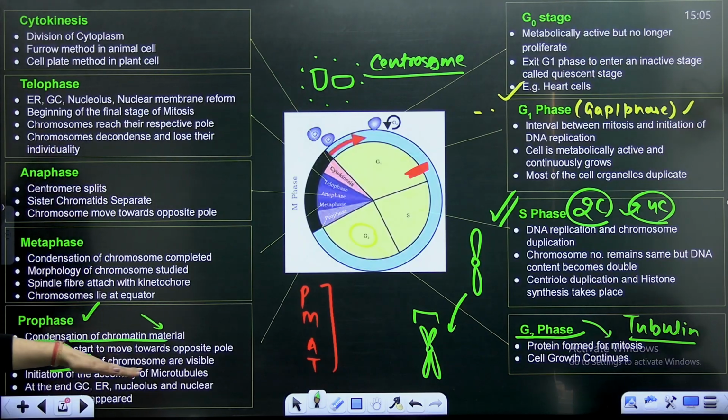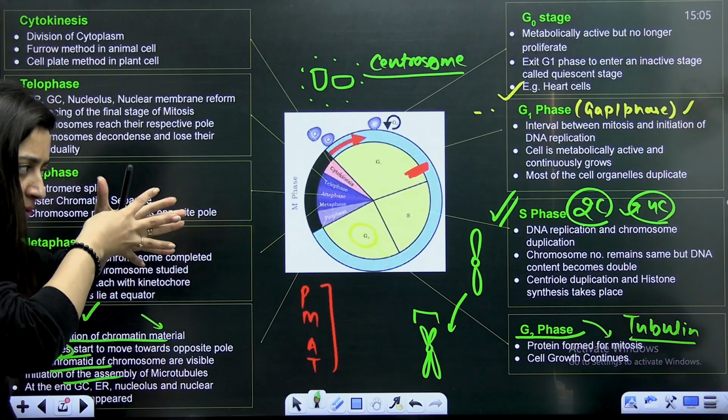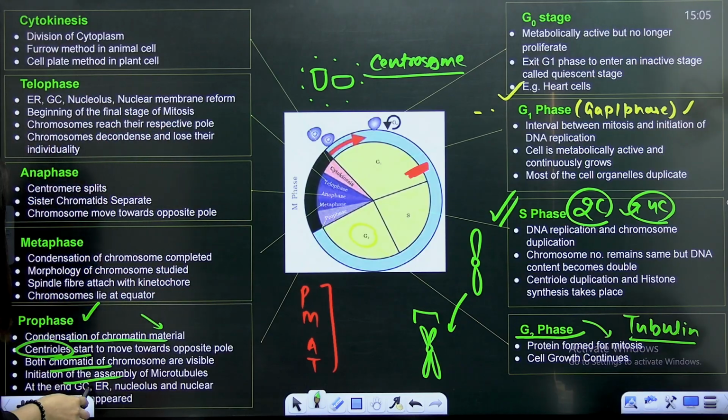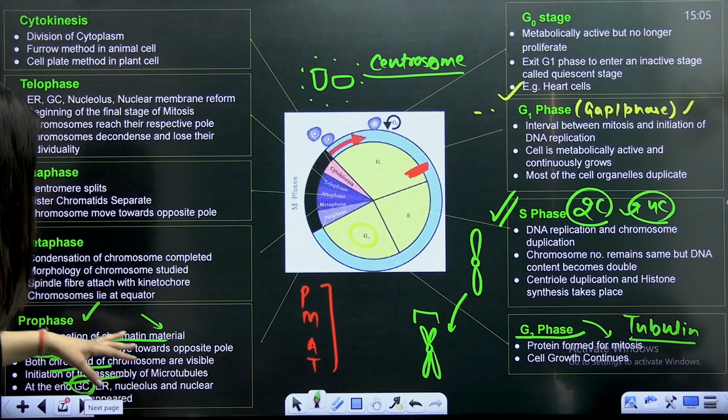Both chromatids of the chromosomes are visible at this particular stage. The microtubules will also assemble, because the centriole is moving to the opposite pole and they have to form the spindle apparatus. At the end, the Golgi bodies, endoplasmic reticulum, nucleolus and nuclear membrane will all disappear.